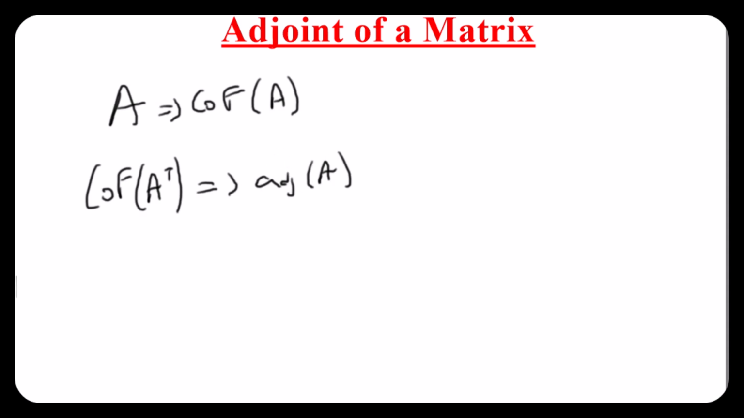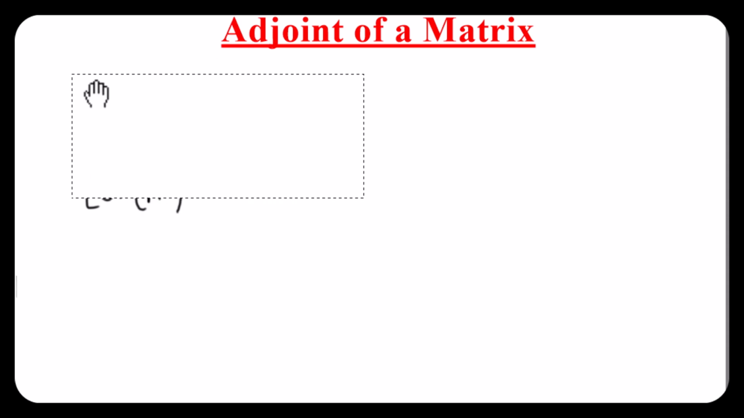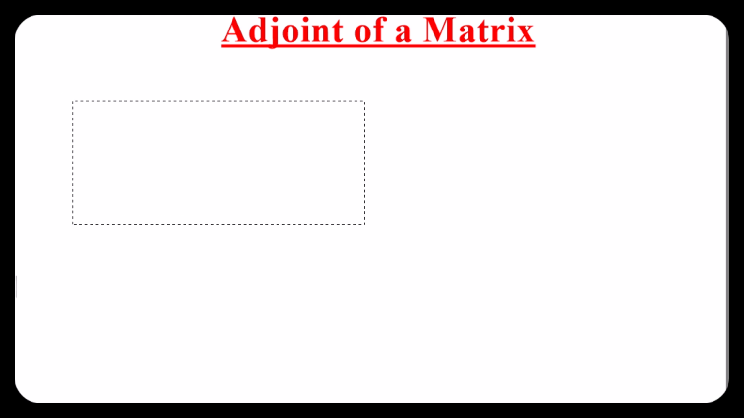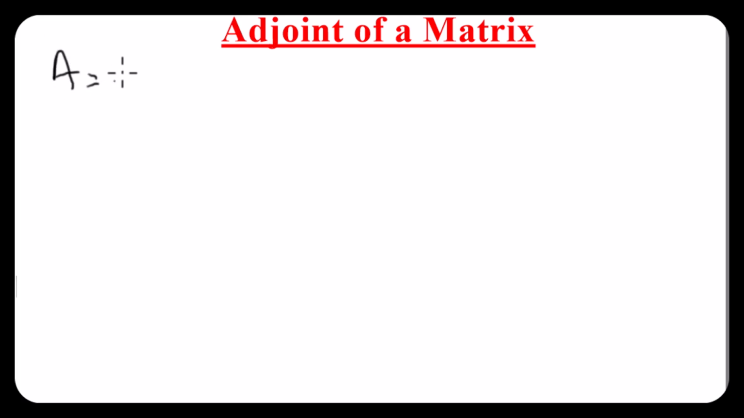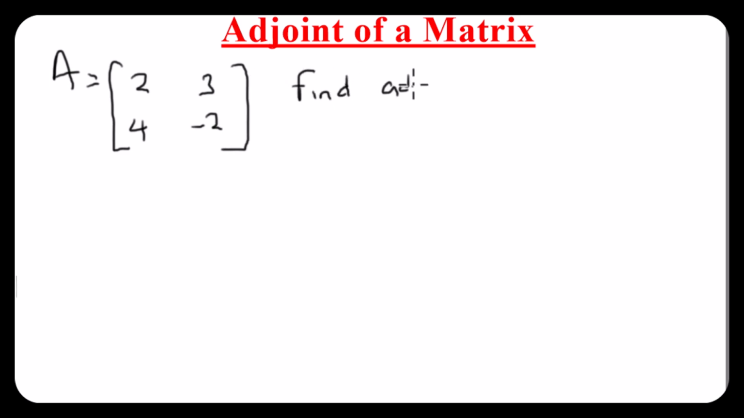Without wasting much time, let's quickly look at an example. For the sake of this video, we're looking at how to find the adjoint of both a 2 by 2 matrix and a 3 by 3 matrix. So for A, let's say we have matrix A given as 2, 3, 4, and -2, and then we have to find the adjoint of matrix A.